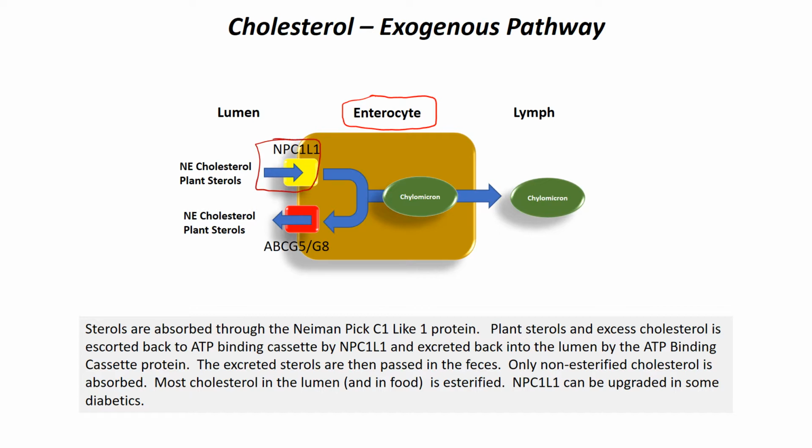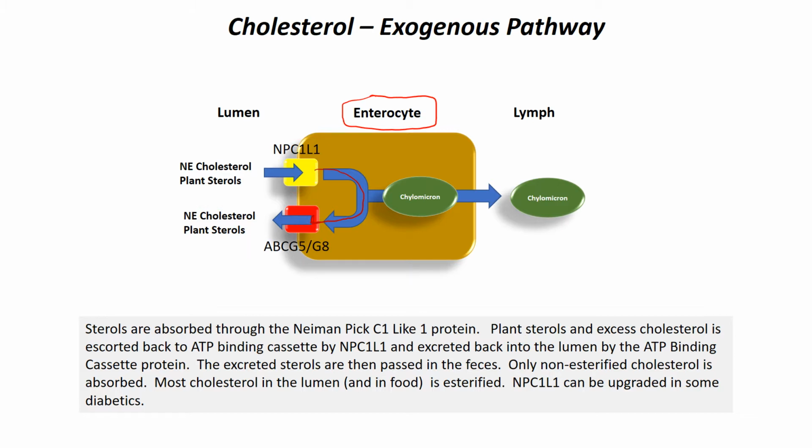Okay. Now, once they're taken up, the non-esterified cholesterol and plant sterols, some of the cholesterol gets esterified, some of it doesn't, and none of the plant sterols get esterified. So all of the cholesterol that does not get esterified and all of the plant sterols are then carried back by the NPC1L1 to this ABCG5G8. It's called an ATP binding cassette protein, which basically pushes it back out. Okay, so boy, that sounds complicated, but it's really not too complex.